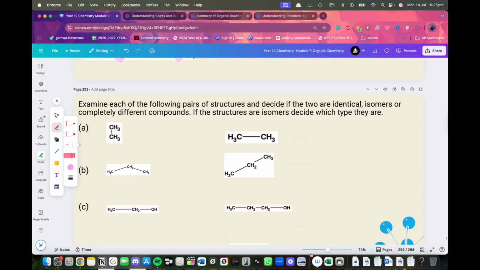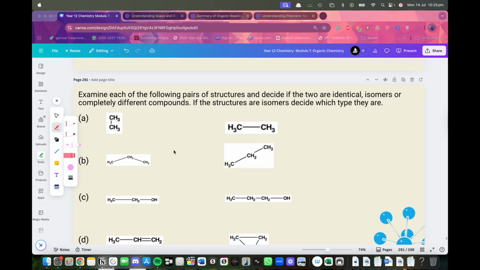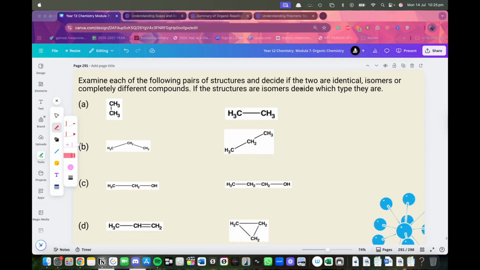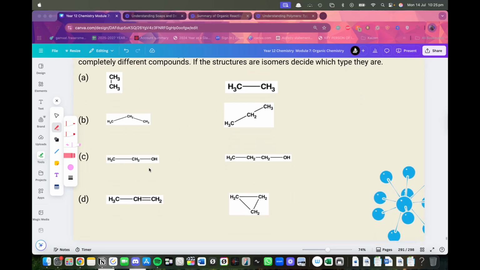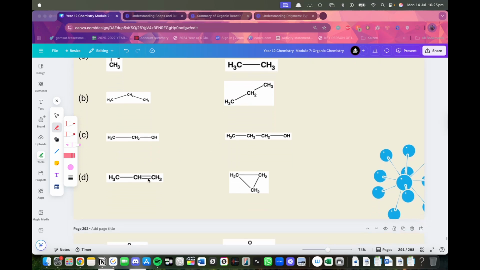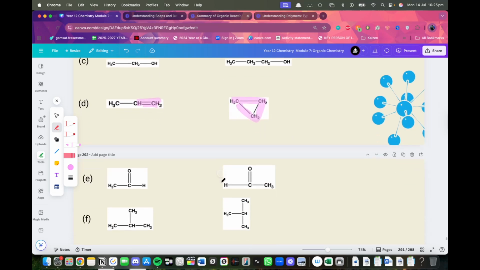So examine the following pairs of structures and decide if they're identical isomers or completely different compounds. So for A, the same compound. For B, same compound. For C, they're completely different compounds. This has 2 carbons, this has 3. For this one, believe it or not, this is a functional group isomer because we have the same number of carbons, 1, 2, 3, but this functional group is an alkene, whereas this one is an alkane. All the carbons have single bonds.